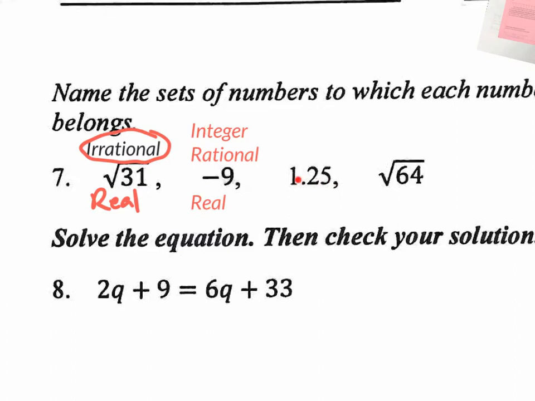How about -1.25? What do we classify that as? Rational. So rational and real for -1.25. Why is that? Because it's a decimal, and we know that decimals are really ratios. Ratios are rational numbers. And of course, all these numbers are, again, real. How about the square root of 64?